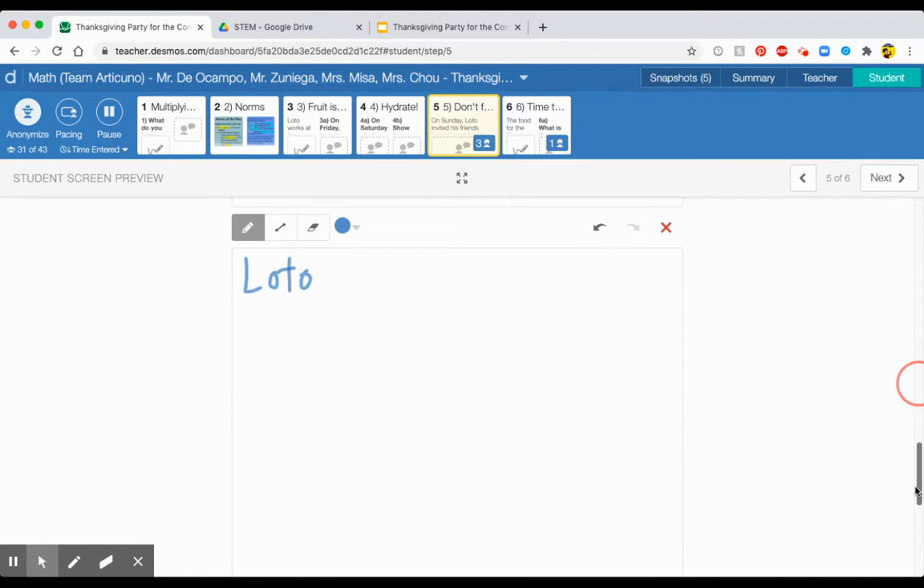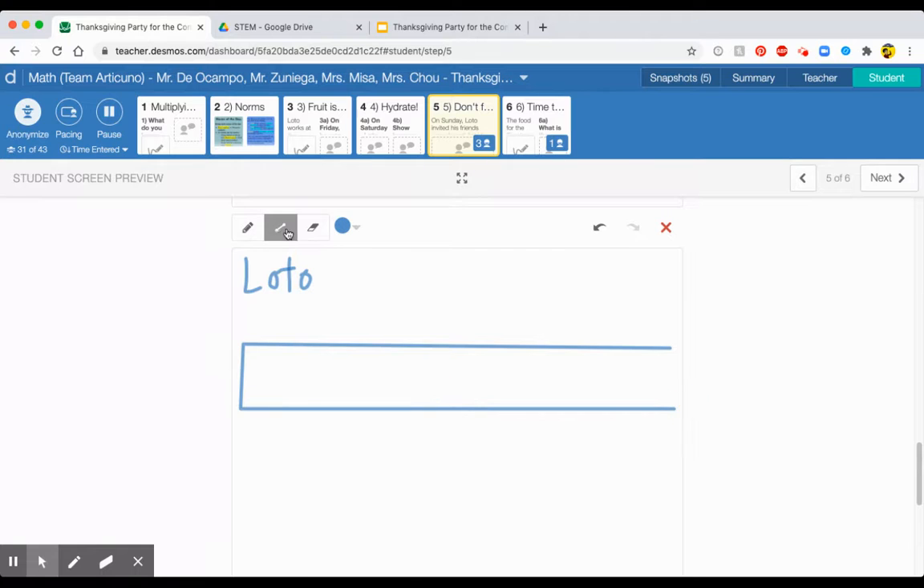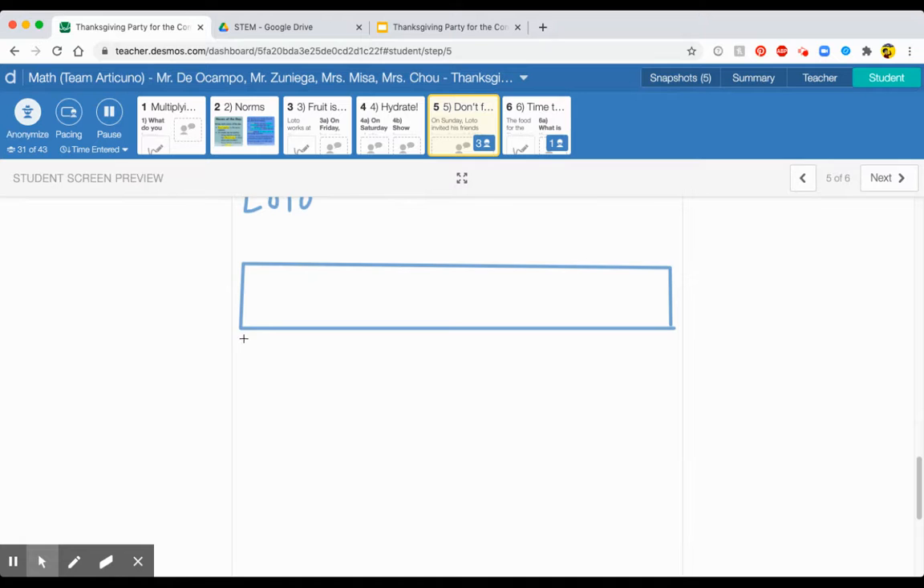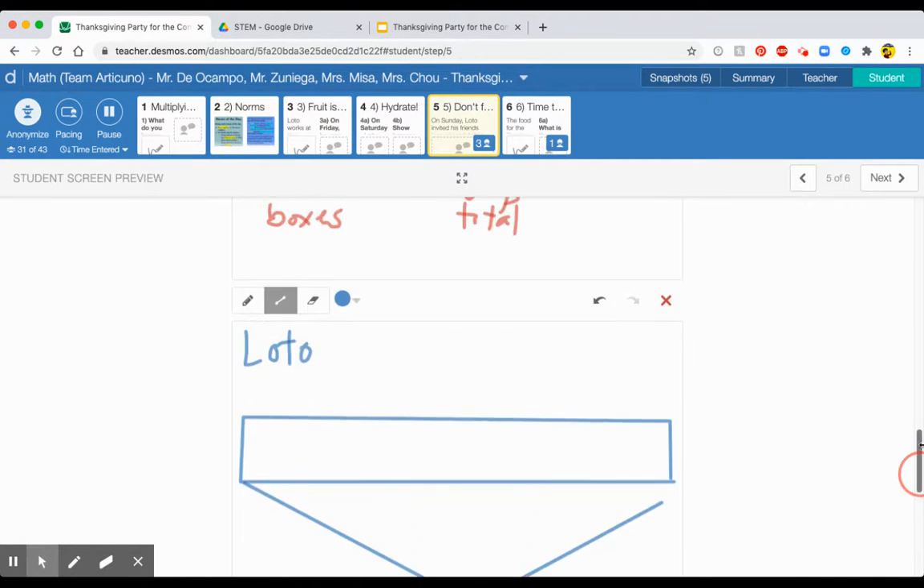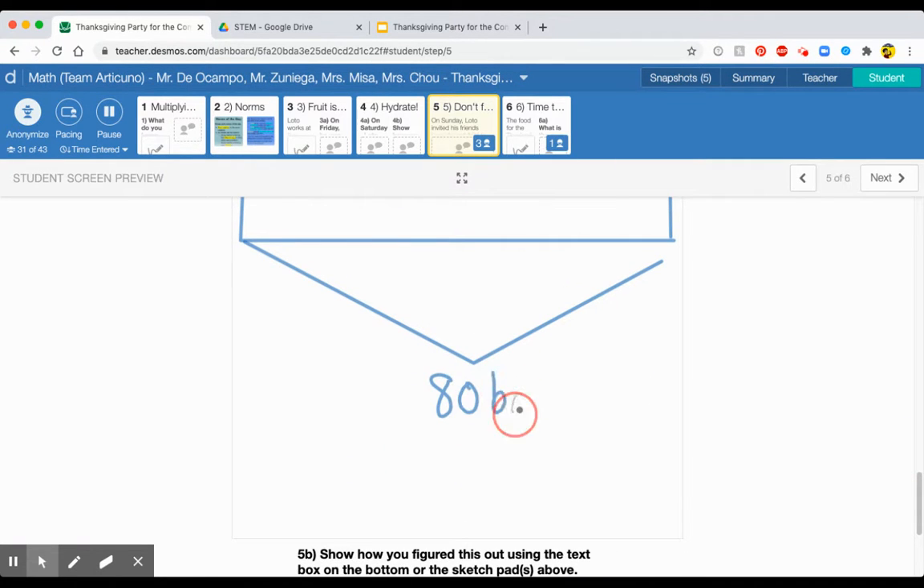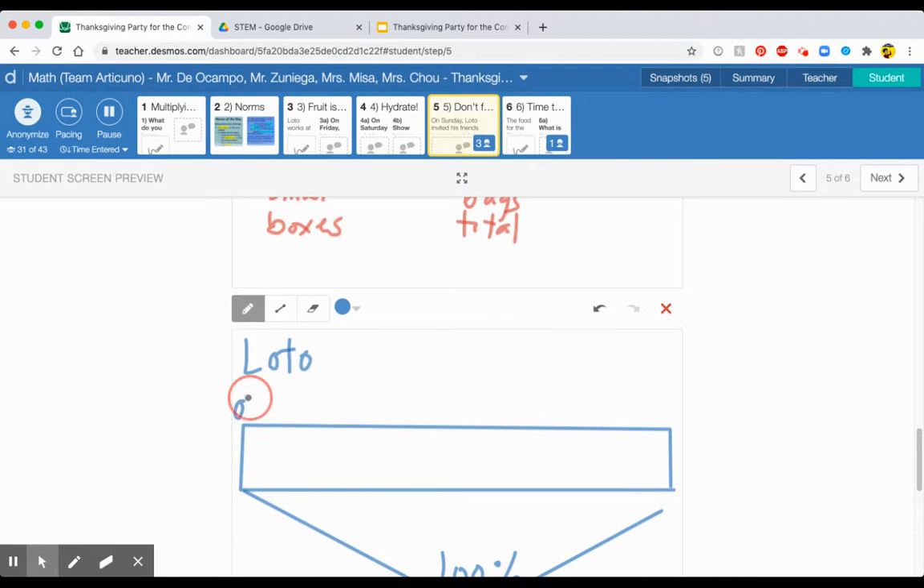Similarly, if you're working on Loto, you would do the same thing. You would do the health bar. We know that we're talking about 80 bags total because that's what they need. This labeling that was offered by some of your classmates is, I think, an amazing way to visualize this: that all of this together is 80 bags. 100% total is 80 bags. It's the same thing as 80 bags. So 0, 100.